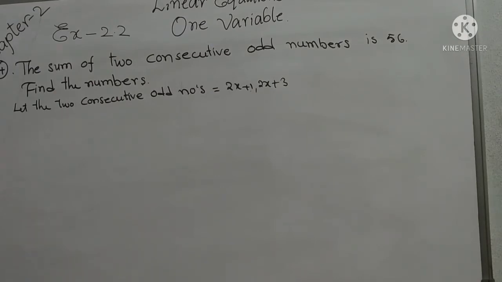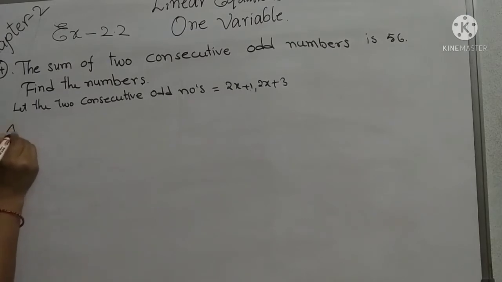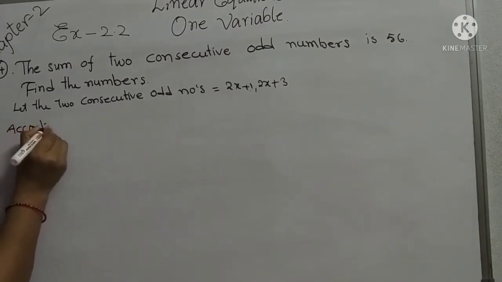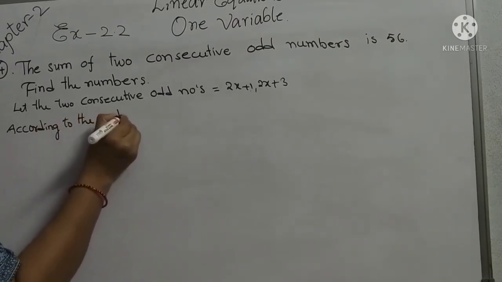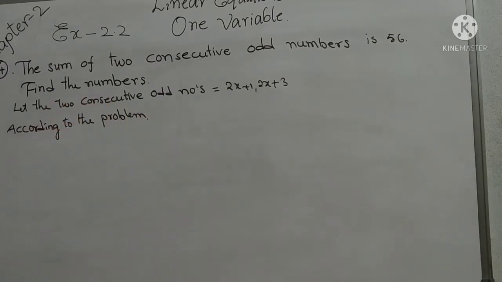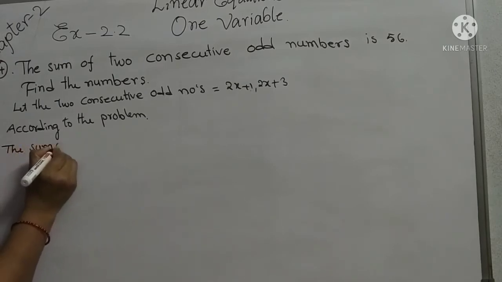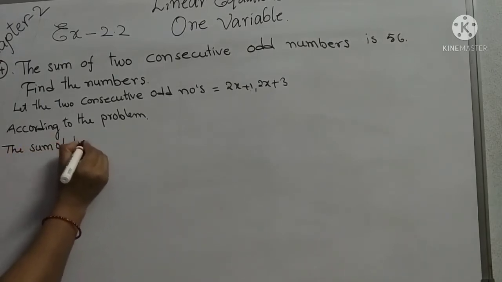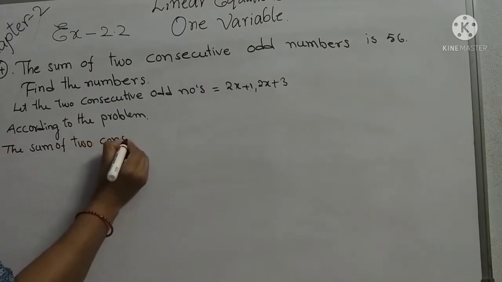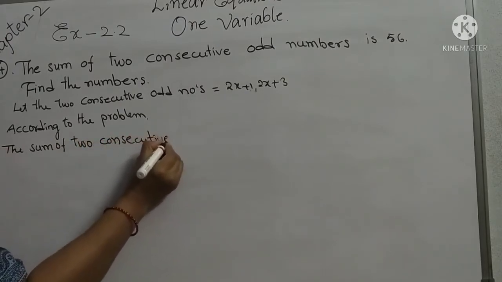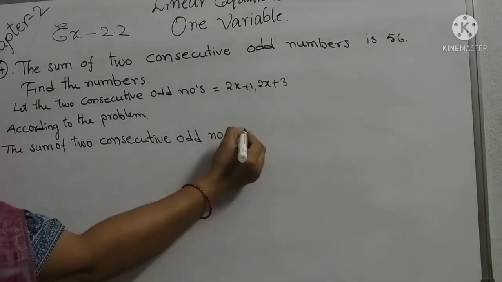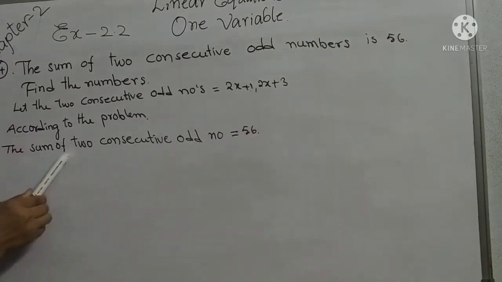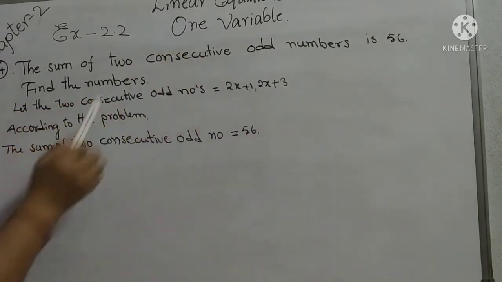According to the problem, the sum of two consecutive odd numbers is equal to 56. Understand? So, this is according to the problem. The sum of two consecutive odd numbers is 56.